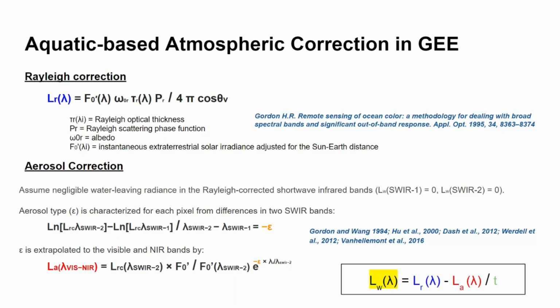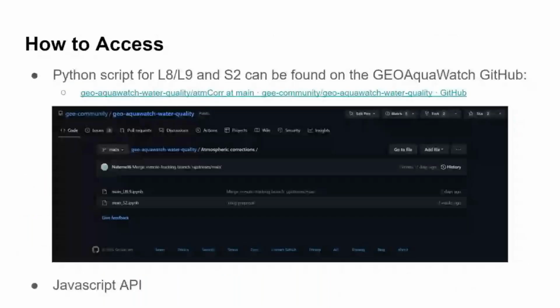Like Nate had said before, the Python script for L8 and L9 now, and Sentinel-2, can be found on the GeoAquaWatch GitHub website. Thank you, Kelly, for translating the original JavaScript code into Python. That was a great milestone, I think. If you want to work with the JavaScript within the JavaScript API directly, we have that too.